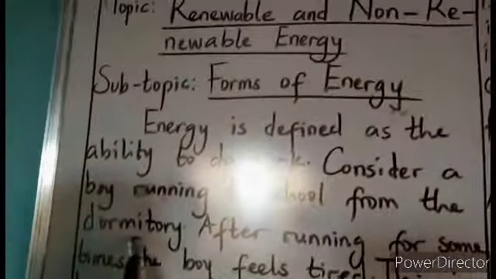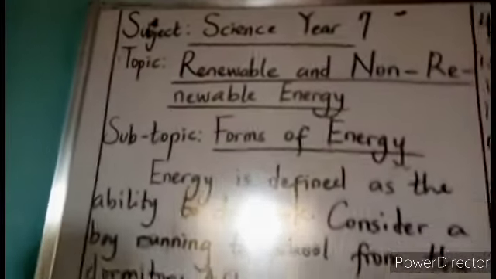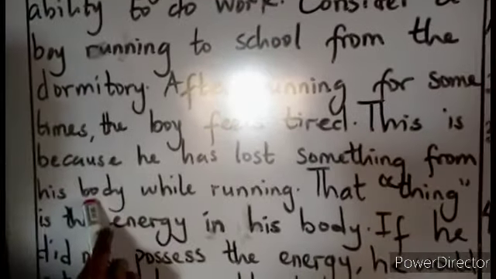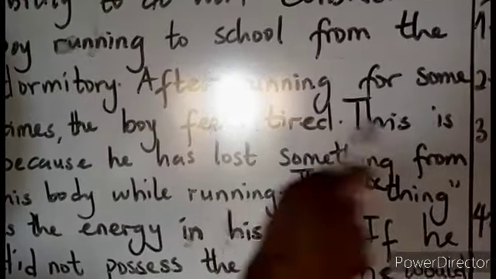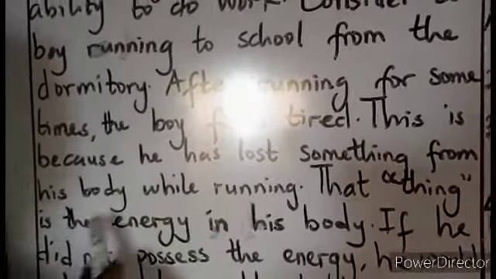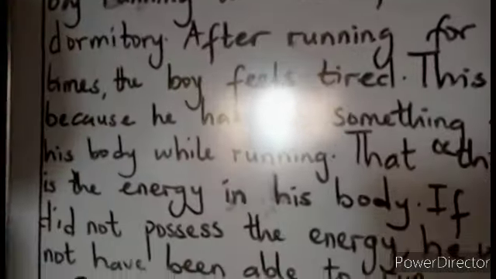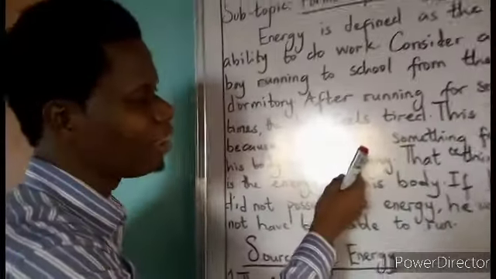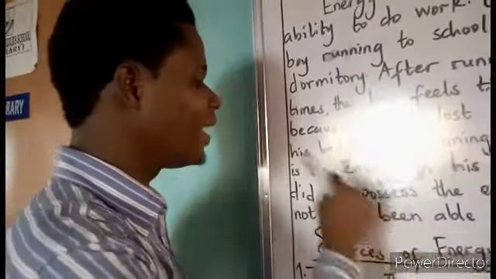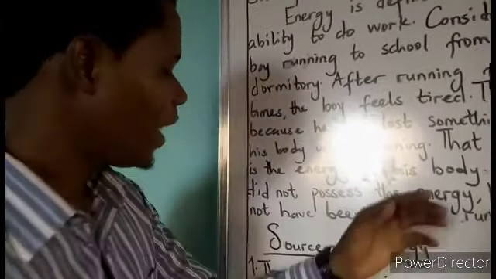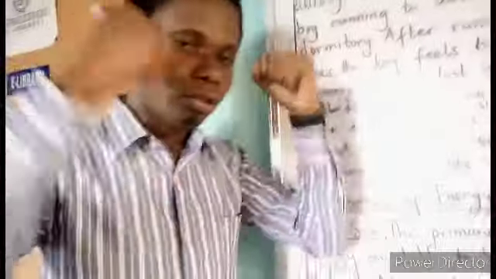Now let's consider this. Consider a boy running to school from the dormitory. After running for some time, the boy feels tired. This is because he has lost something from his body while running. That thing is the energy in his body. What led to his tiredness was the fact that the boy has lost the energy he had in the first place. If he did not possess the energy, he would not have been able to run. So before you can do anything, you need energy to do that thing.